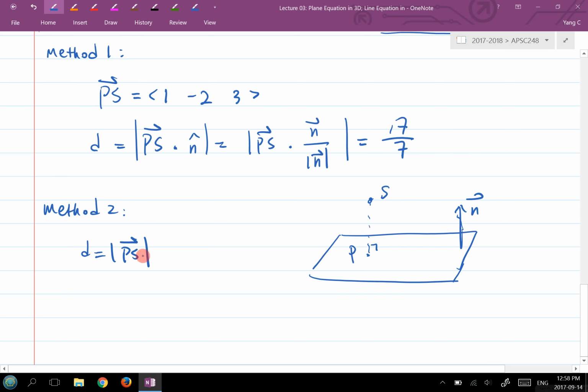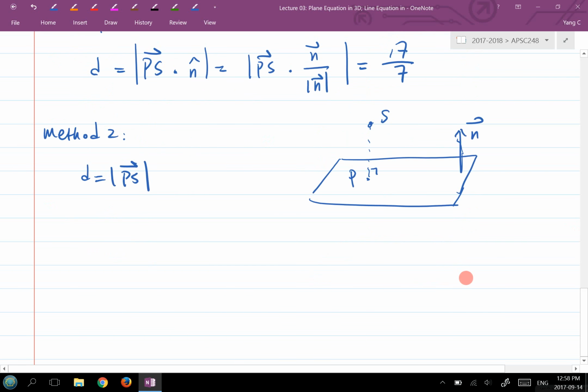But of course, you just have to find the coordinates for P here. PS is perpendicular to the plane, so you just have to find the coordinates of P. I don't know what the coordinate P is, but I can still create the vector PS, using the coordinates of S subtract the coordinates of P. So that's your PS.